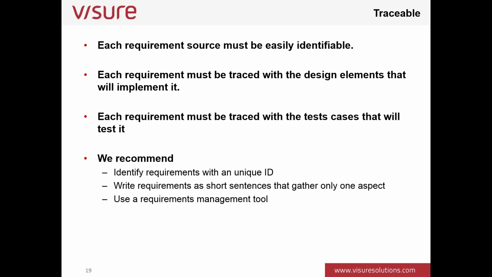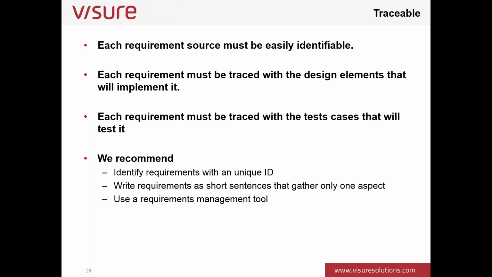If it's a high-level requirement, as I was saying, the source is going to be a stakeholder or a standard specification, another system, whatever. But if it's a low-level requirement, probably the source is going to be a high-level requirement. Okay, that's also fine. But the important thing is that we must have some way to identify what's the source of this requirement. Each requirement must also be traced with the design elements that will implement it. So we have to trace back the requirements to the source, but we also have to be able to trace the requirements down to the design element that is going to implement the requirement. Also, the requirement must be traced with the test cases that will test those requirements.